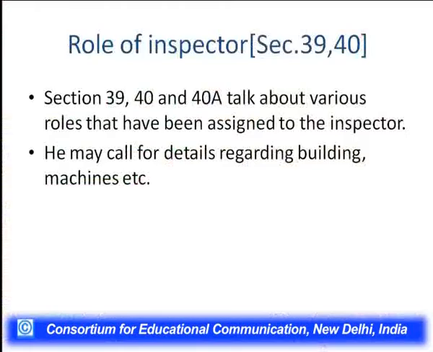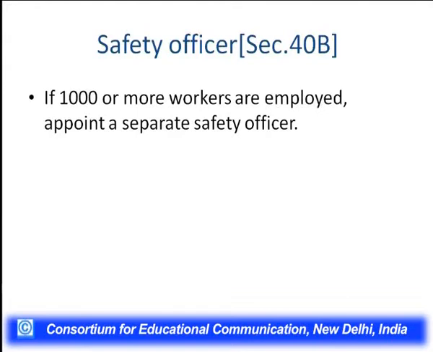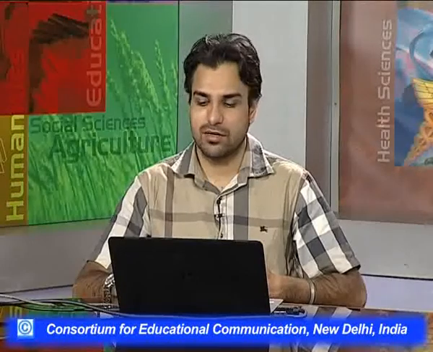Sections 39 and 40 are regarding the role of the inspector. Sections 39, 40 and 40A talk about various roles that have been assigned to the inspector. He may call for details regarding building and machinery, etc. And Section 40B is regarding safety officers, which says if 1000 or more workers are employed, there has to be a safety officer, who would be an integral person of the factory and an employee of the factory, unlike the inspector, employed in that particular factory.